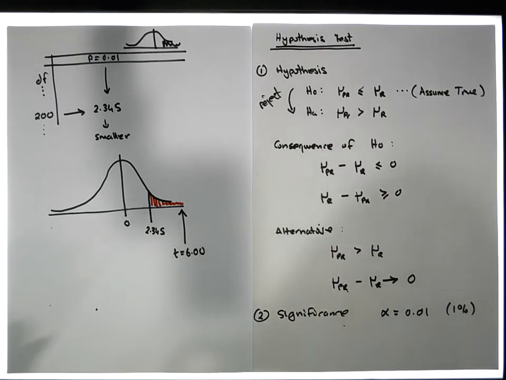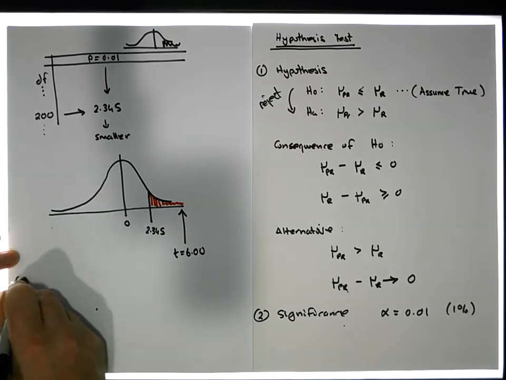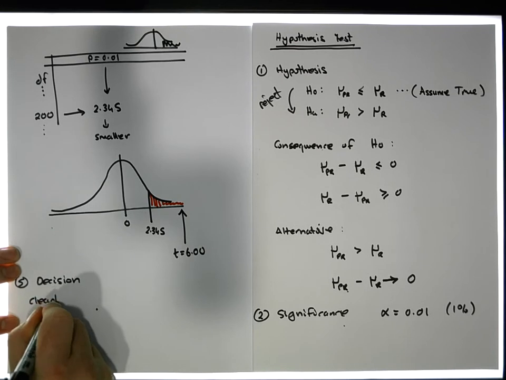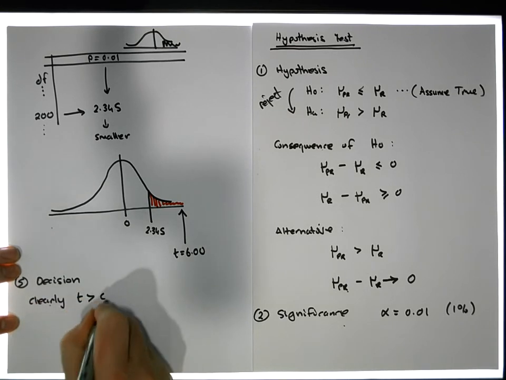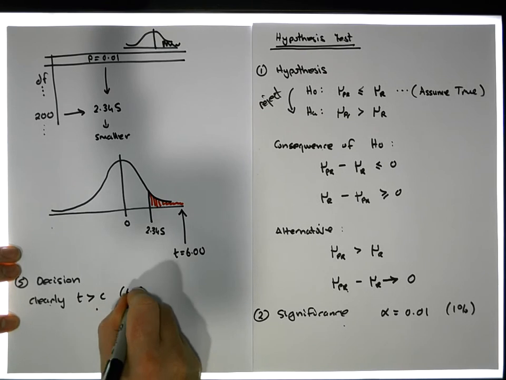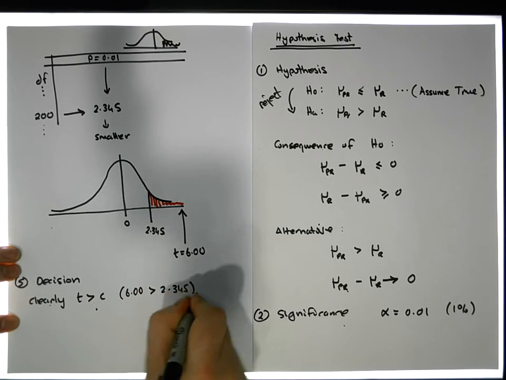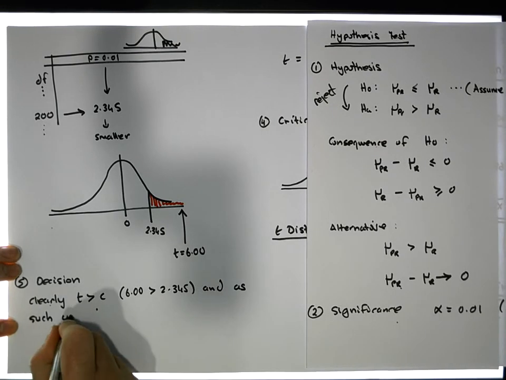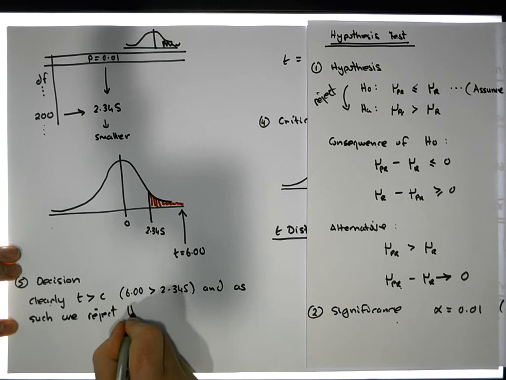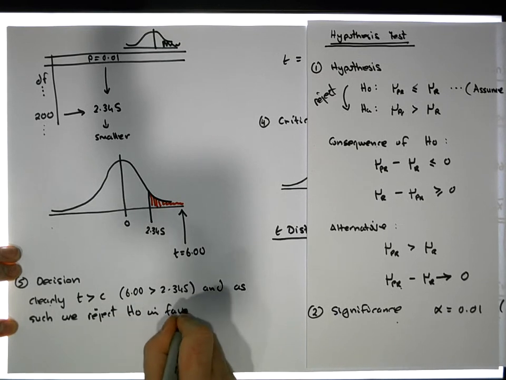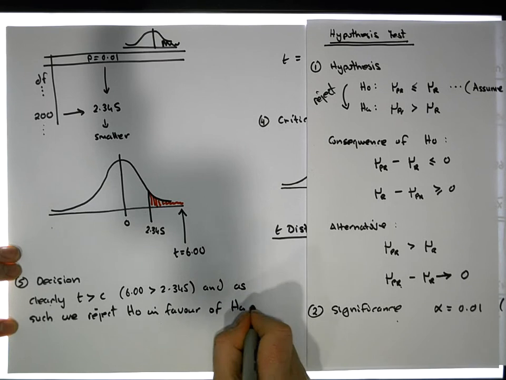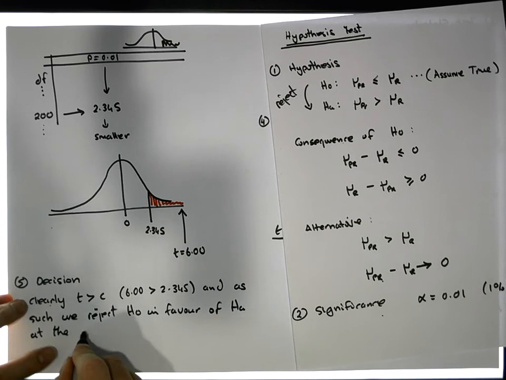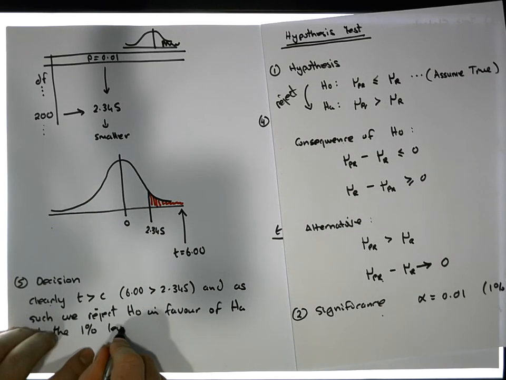So now our decision, step 5, is our decision. Clearly our test statistic is bigger than our critical value. What I mean by that is 6.00 is bigger than 2.345. And as such, we reject H0 in favor of HA at the 1% significance level, at the 1% level of significance.